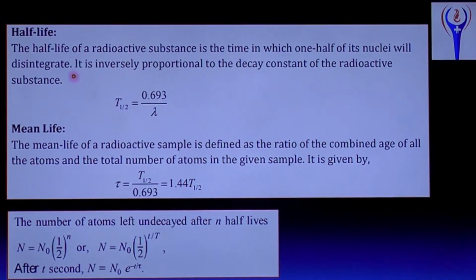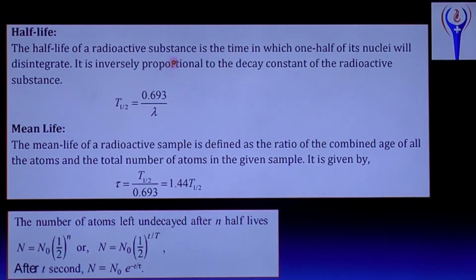Half-life. The half-life of a radioactive substance is the time in which one half of its nuclei will disintegrate. Suppose 100 atoms are there, then 50 will be present and 50 will have disintegrated. Then we can say that is the half-life. It depends on different elements.